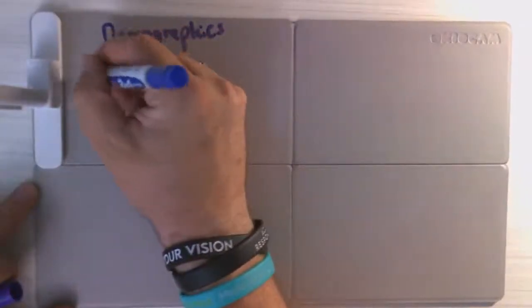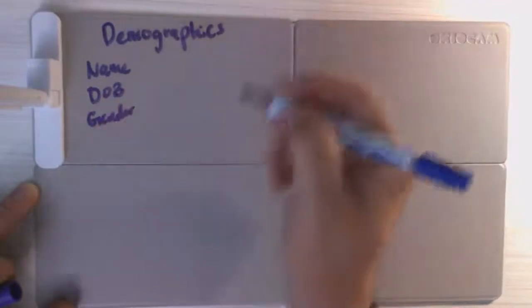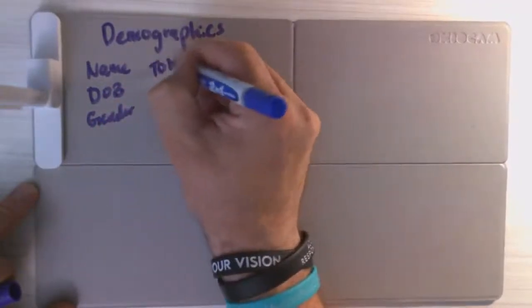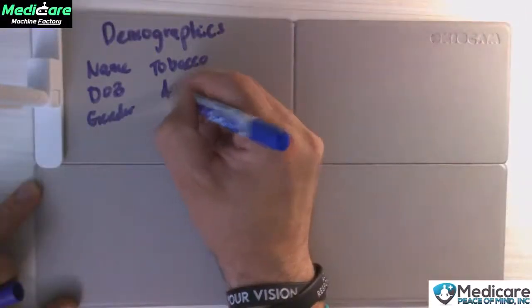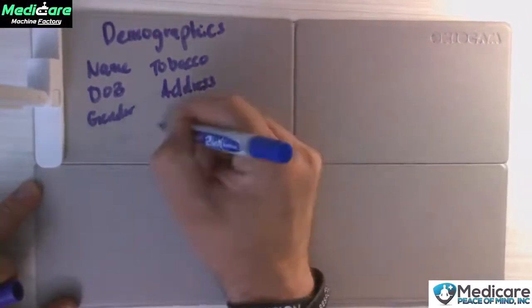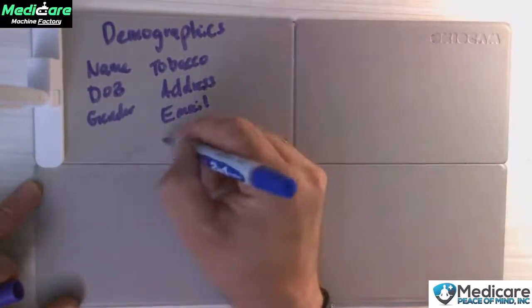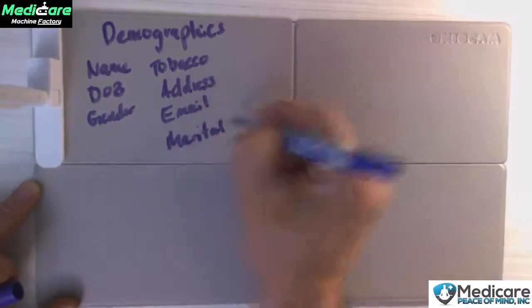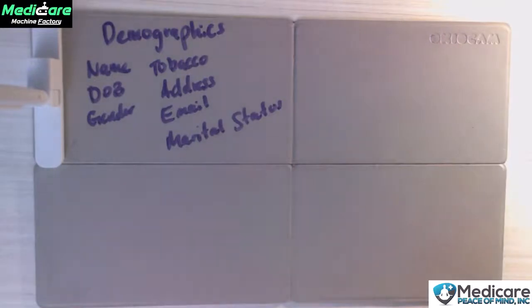Under that, you're going to have the basic stuff like name. You're going to have date of birth. You're going to have gender. You're going to have tobacco user. You're going to have address. You're going to have email. You're going to have marital status. Okay? And that's in the demographic category. The who, what, why, when, where, how, of who they are is what you need to get first.